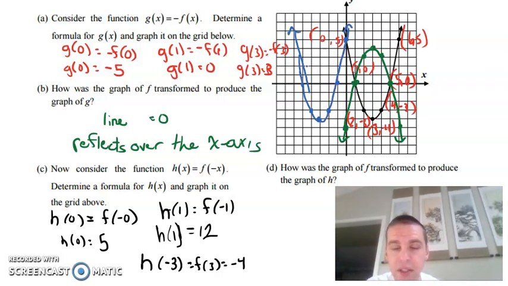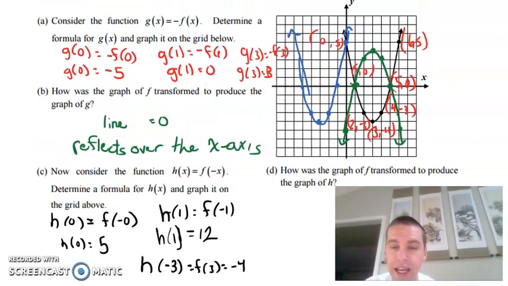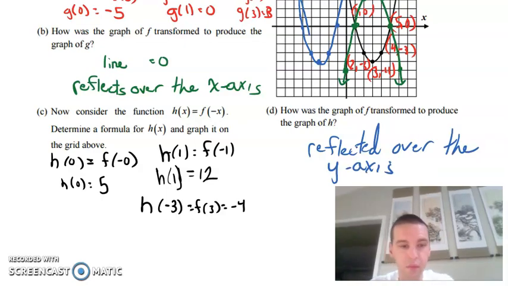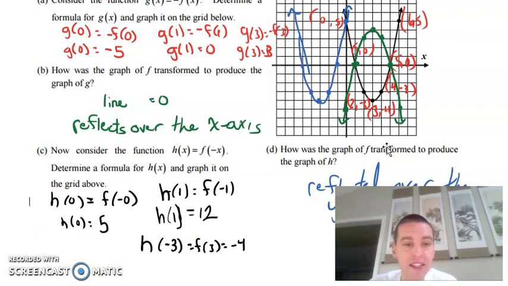And what happened to this graph? Well, instead of being reflected over the x-axis, this was reflected over the y-axis. And so, if this does not necessarily make perfect sense to you, keep trying different h of negative x values that you have on this graph. So h of negative 4 would really be f of positive 4.